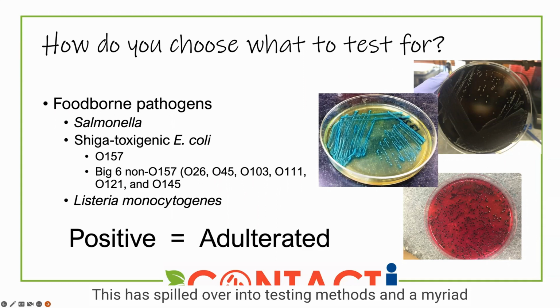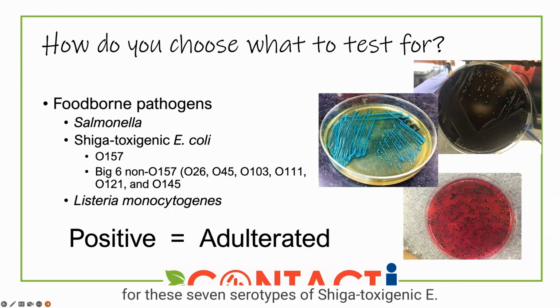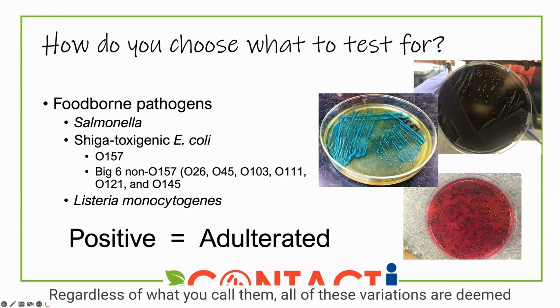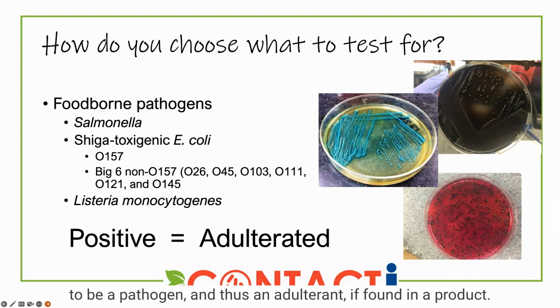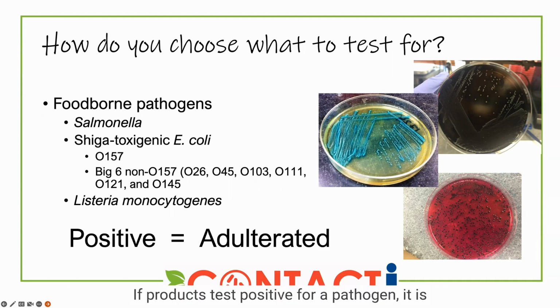This has spilled over into testing methods and a myriad of rapid molecular tests which can be performed to differentiate by virulence genes as well as serogroup for these 7 serotypes of Shiga toxigenic E. coli. Regardless of what you call them, all of these variations are deemed to be a pathogen and thus an adulterant if found in a product. If products test positive for a pathogen, it is considered adulterated and cannot enter commerce. If it is already in commerce, a recall must be initiated.